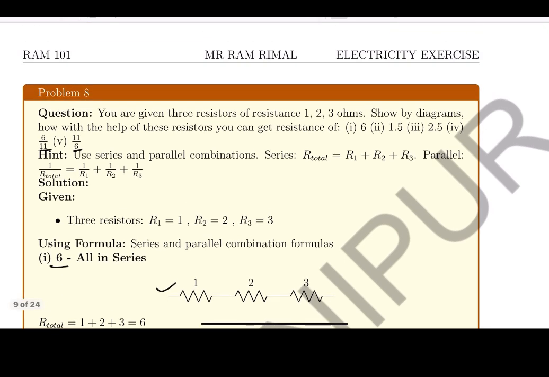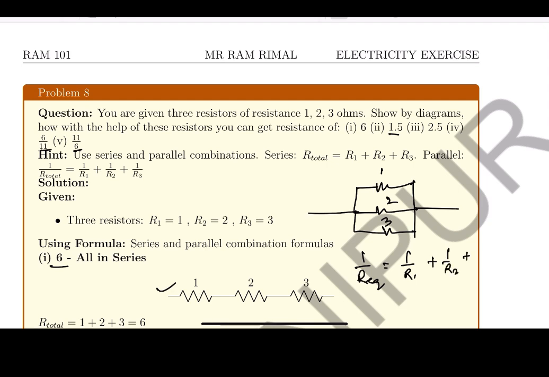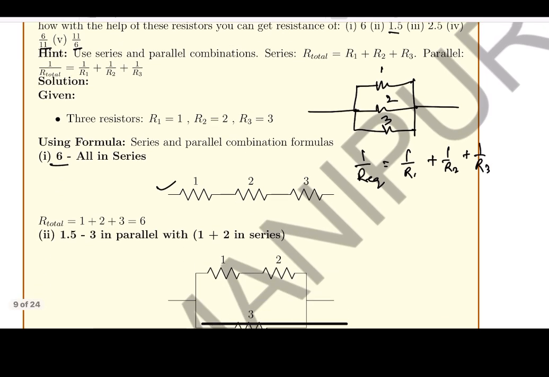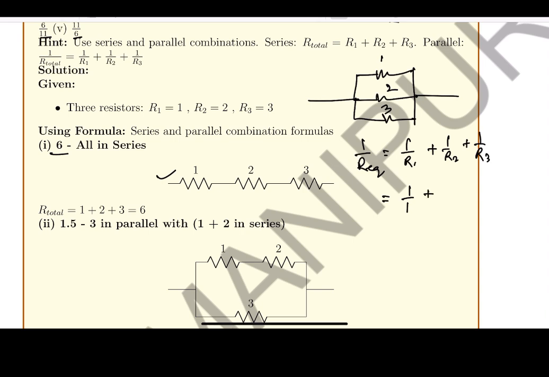Okay, let's go next. Let me connect 1, 2, 3 in parallel. If I connect 3 in parallel, parallel means 1 by Req equal to 1 by R1 plus 1 by R2 plus 1 by R3. What is 1 by R1? 1 by 1. 1 by R2, 1 by 2, 1 by R3, 1 by 3. If I take the LCM 6, 6 plus 3 plus 2, that is 11 by 6.